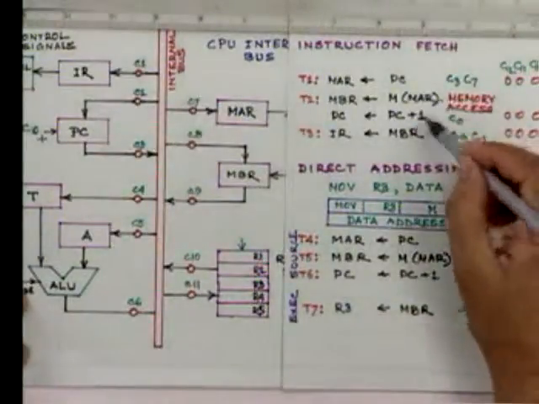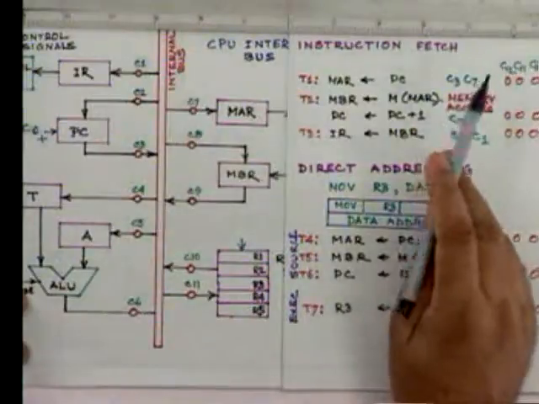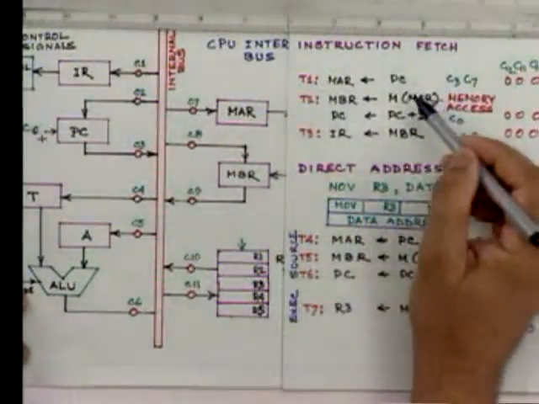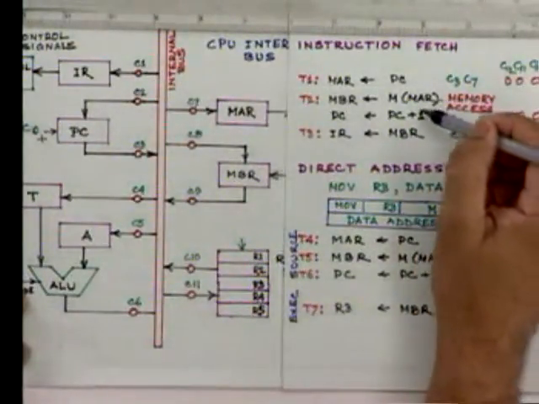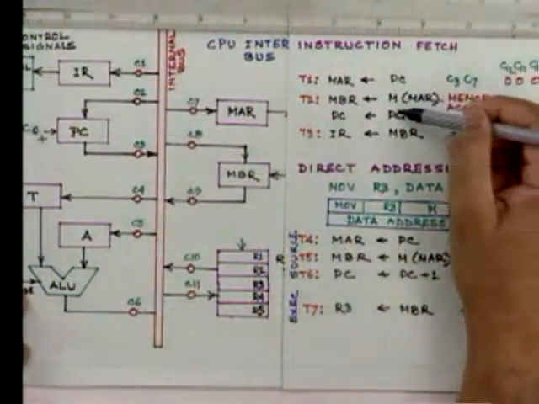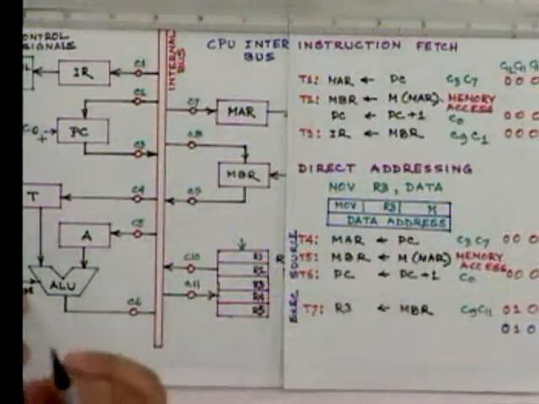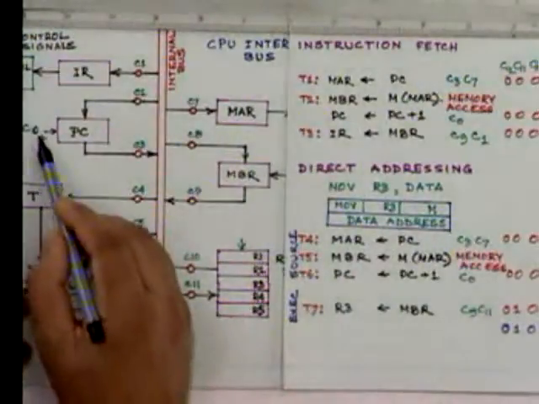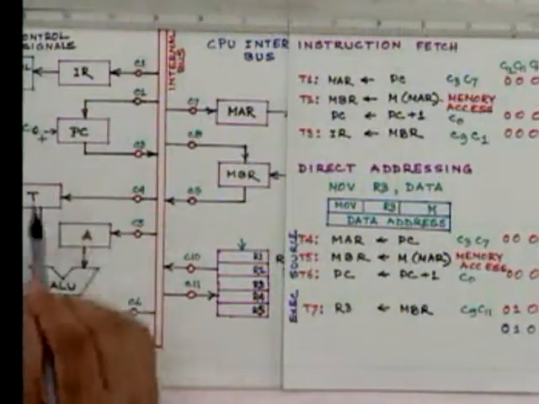Now, in between, the program counter has to be incremented by 1. I have assumed that each instruction consists of 1 or more words. Every time one word is read, it will consist of 2, 4 or 6 more bytes. The program counter will be incremented by 1 to come to the next word. To do this incrementation, C0 has to be active so that the program counter is incremented.